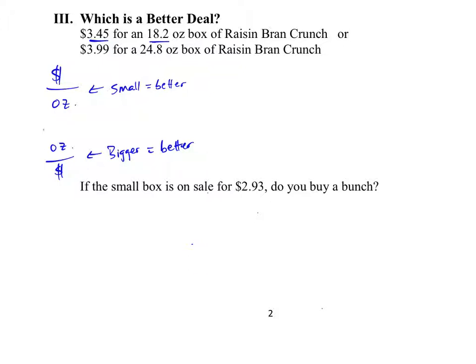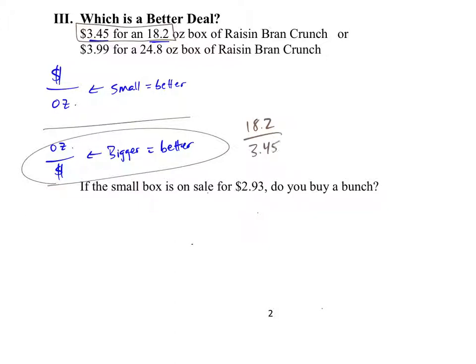So we have two options. What do you want to do? Top way, bottom way? Bottom. I heard bottom, so we'll do this one here. So we're going to do the ounces per dollar. So I'm going to say it's 18.2 ounces over 3.45. Now I'm going to have to grab a calculator and plug that in, because I did it the other way in my notes. So if I have 18.2 divided by 3.45, I get 5.28 with a little bit of rounding. So 5.28 is the number of ounces per dollar.